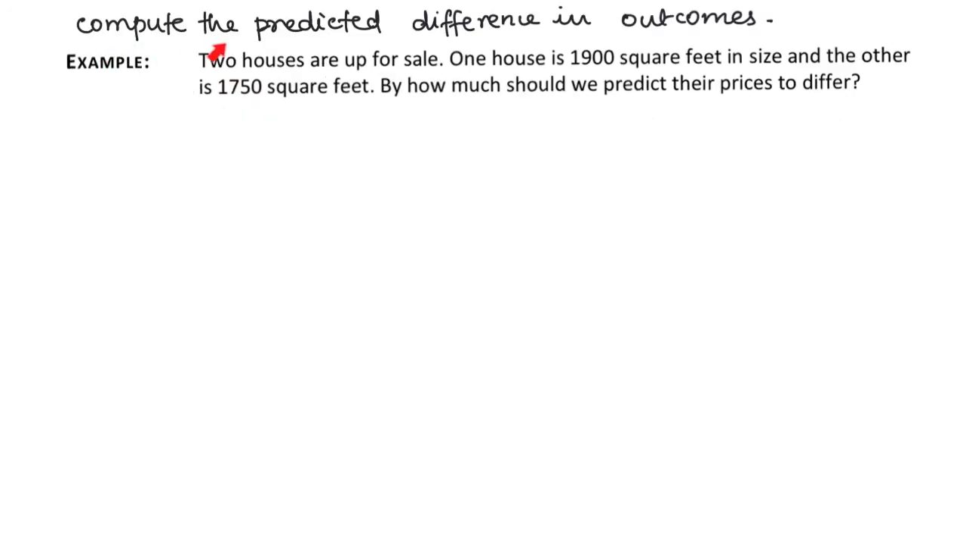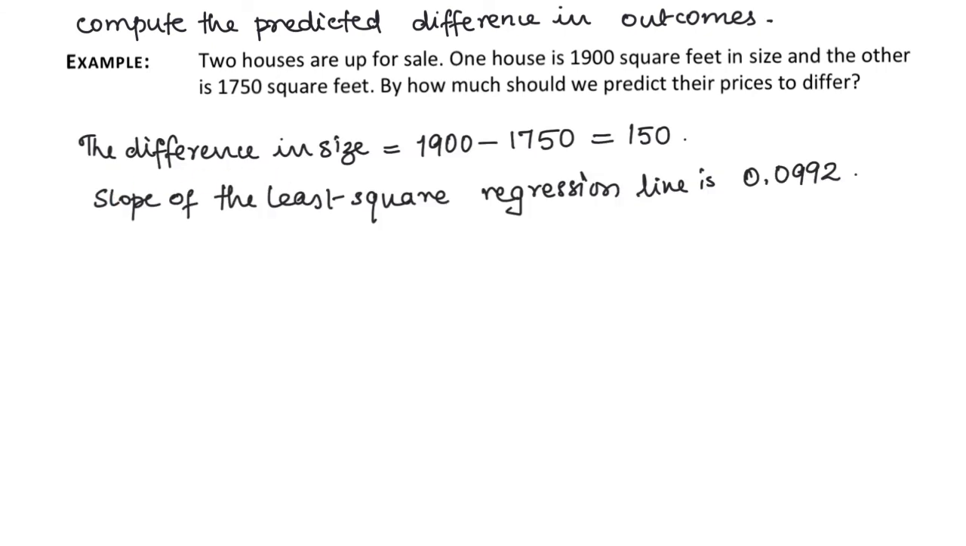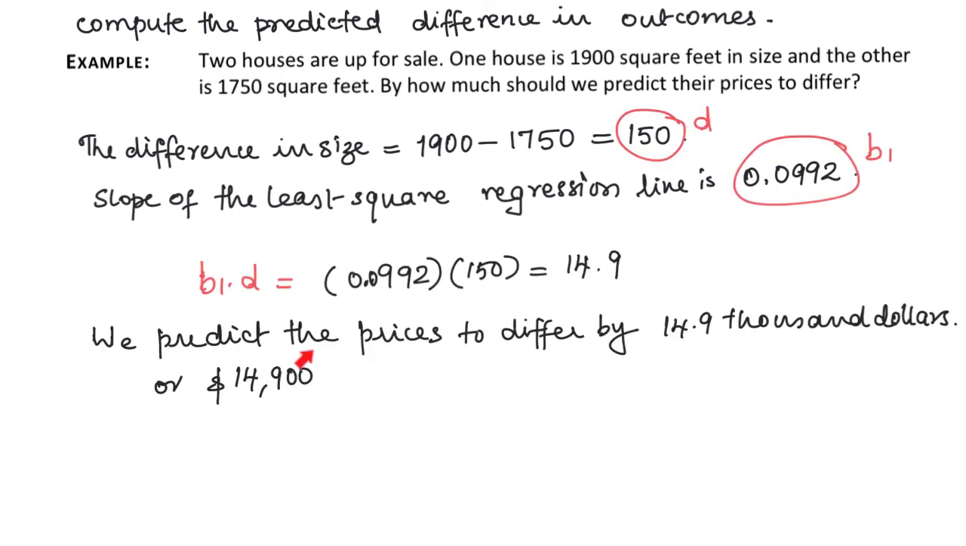Next example, compute the predicted difference in outcomes. Two houses are up for sale. One house is 1900 square feet in size and the other one is 1750 square feet. By how much would we predict their prices to differ? The difference in sizes 1900 minus 1750, that is 150. That is d. The slope of the least square regression line is b1. Then in order to find the difference, multiply these two. We predict the prices to differ by $14.9 thousand.